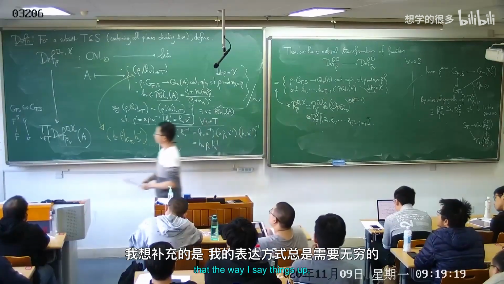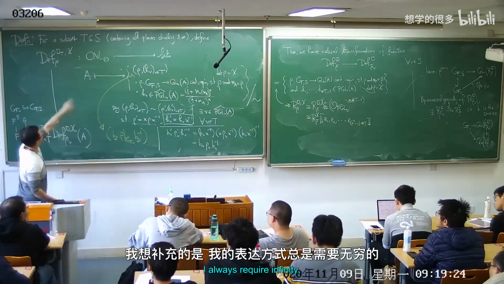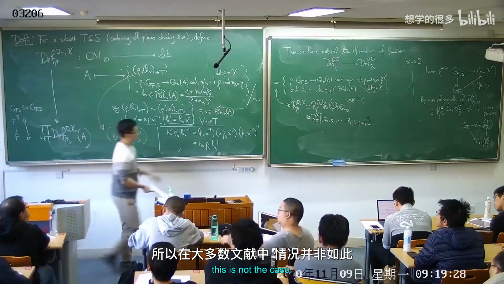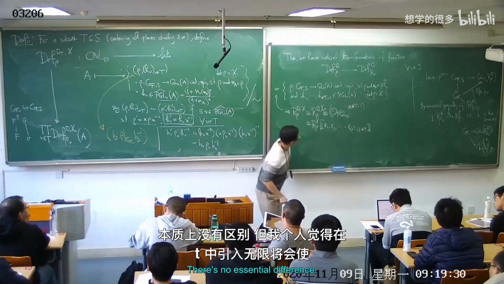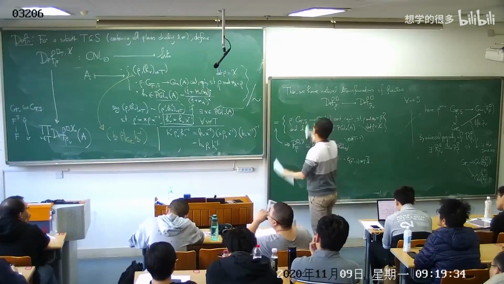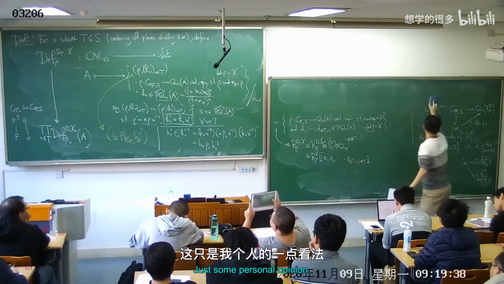Another comment I want to say is that the way I set things up, I always require infinity, all Archimedean places to be in T. So in most literature, this is not the case. There's no essential difference, but I personally feel like having infinity in T will make our calculations later more conceptual. That's all, just some personal opinion.